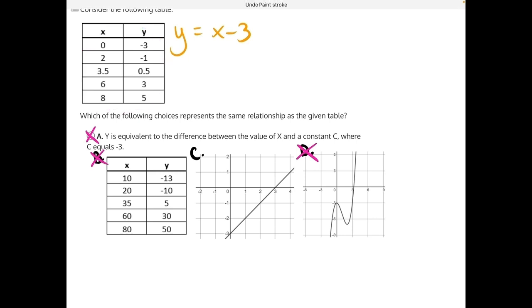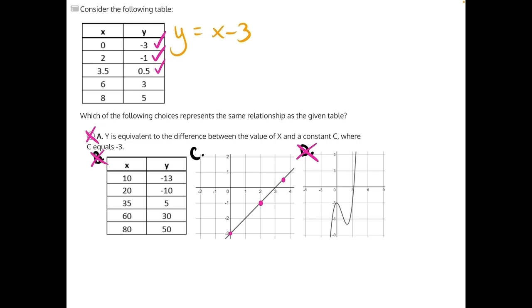So we will have over 0, down negative 3. That is a point on this graph. So far, so good. Then we have over 2, down negative 1, which is also a point on the graph. Then we'll have over 3.5, up 1/2, which is a point on the graph. And then from this point on, these values 6 and 8 are off screen, so we can't see them, and we will need to make an equation in order to test those values.